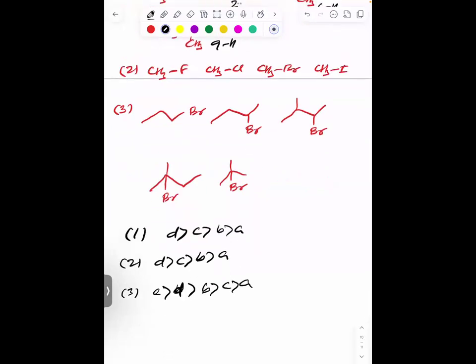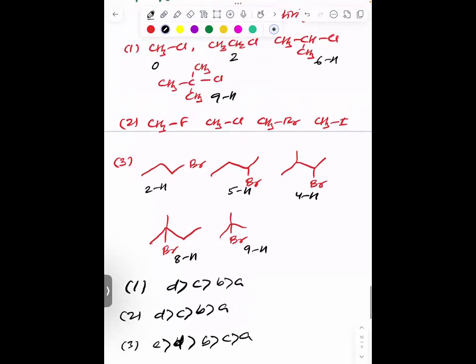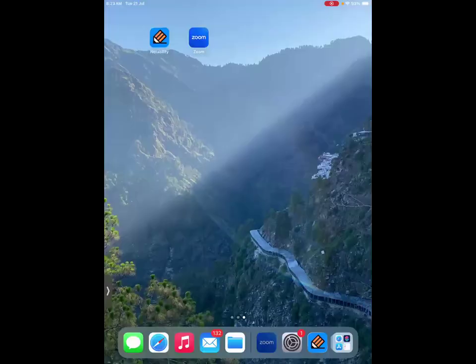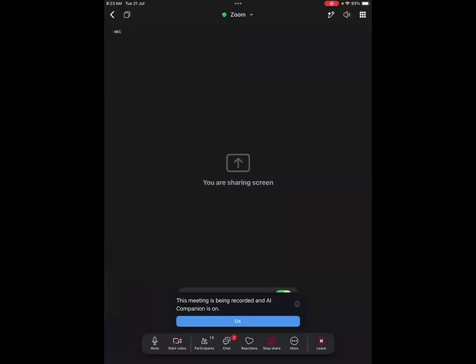Next, hyperconjugated hydrogens: here 2, after carbocation formation here it is 5, this is 4, this is 3, 6 plus 2 is 8, and this is 9. So more the number of hyperconjugated hydrogens, more is the stability of the carbocation. So it is clear. Any doubt, students, up to this? If any doubt, write in the chat box.